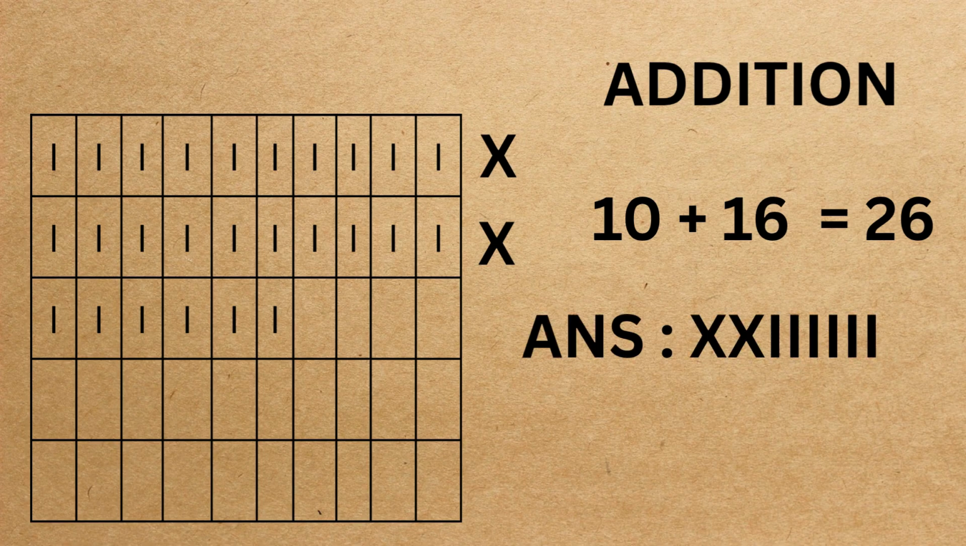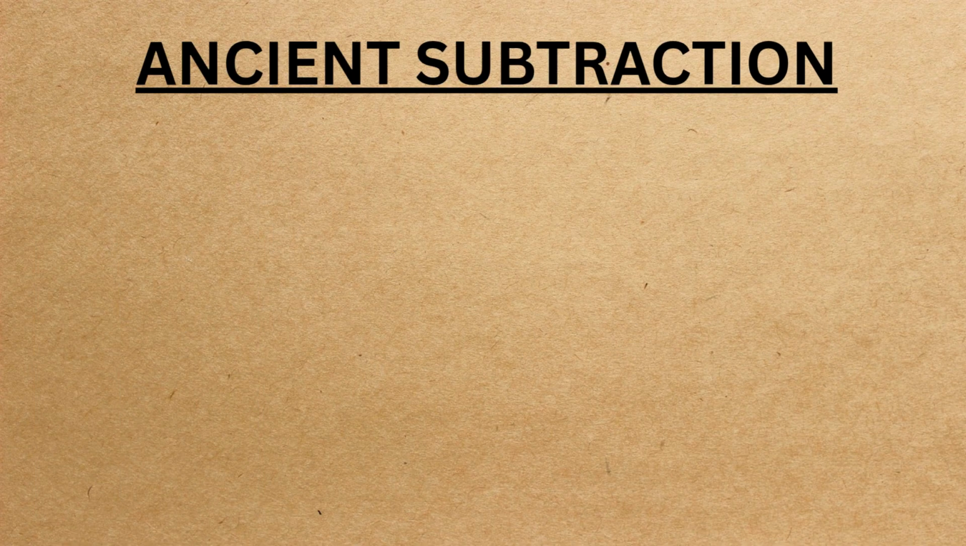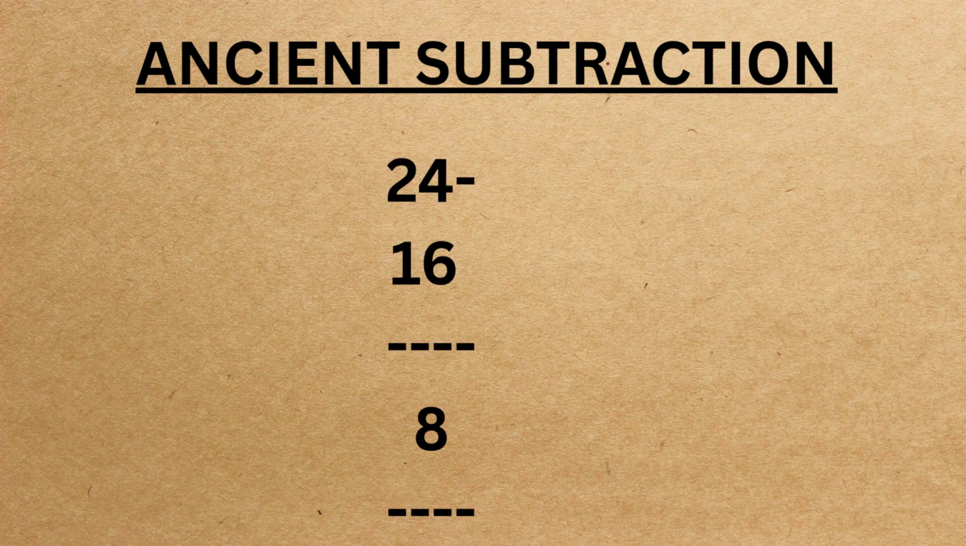Simple, very visual. Now, let's move to something more interesting, subtraction. Subtraction is actually the inverse operation of addition. So, let's try this problem. 24 minus 16. Today, using the decimal system, we solve it like this. We say 6 cannot be taken from 4. So, what do we do? We borrow 1 from the tens place. Then it becomes 14 minus 6, which equals 8. Easy for us. But how did people solve this long ago?